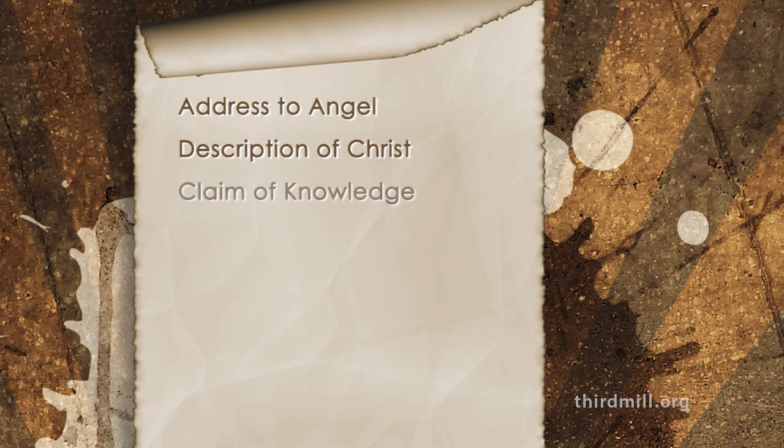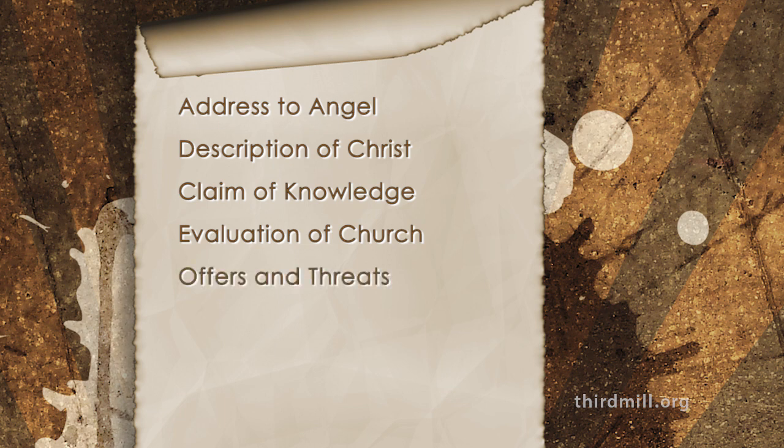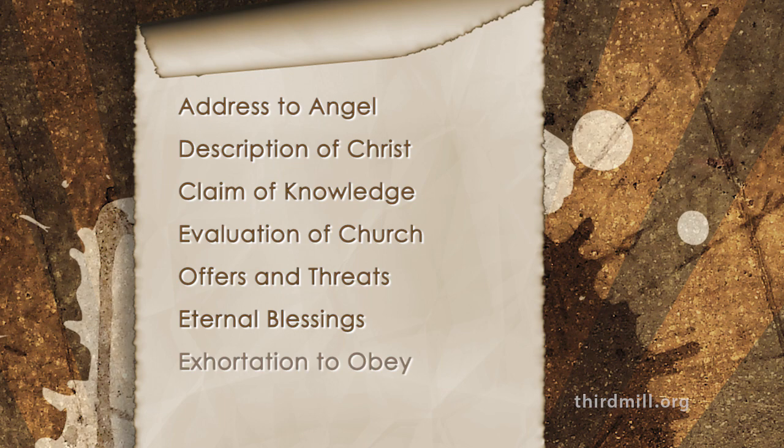Third, there is a claim of knowledge, indicating that Christ knows these churches and the details of their lives. Fourth, there's an evaluation of the church, consisting of commendations and often including rebukes. Fifth, there's a mixture of offers of blessing and threats of curse appropriate to Christ's evaluation of the church. Sixth, there's the promise that all who overcome will inherit eternal blessings. And seventh, each letter has an exhortation to obey Christ.